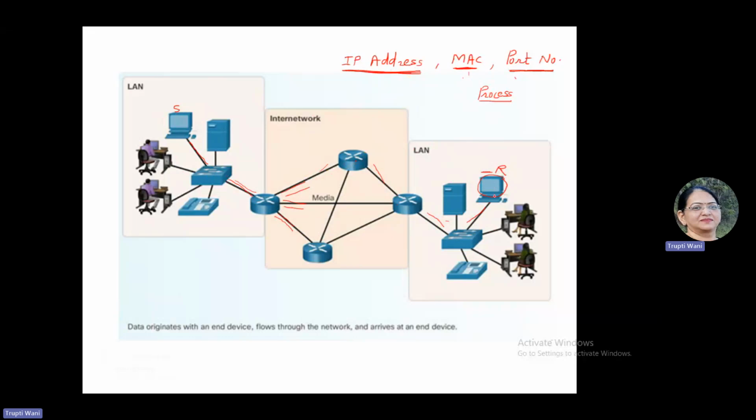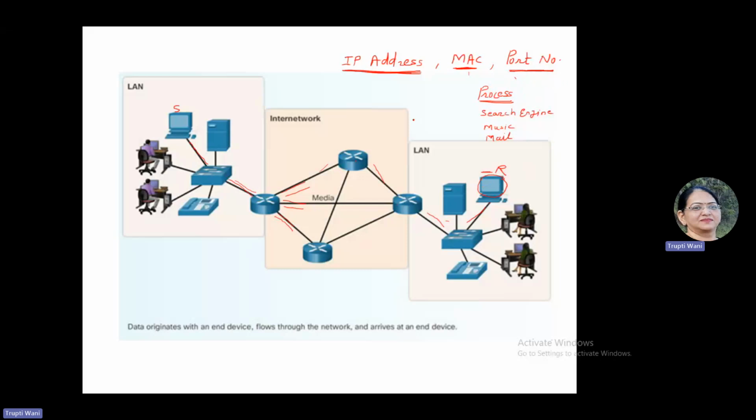Then in the receiver's end device, it is possible that many different processes are running. For example, in the browser, a search engine is working and you are searching for some information. You are listening to some music. You are mailing, or the mailbox is open. Like this, many different processes are going on. Then in which process it has to deliver that message or data is given by the port number.